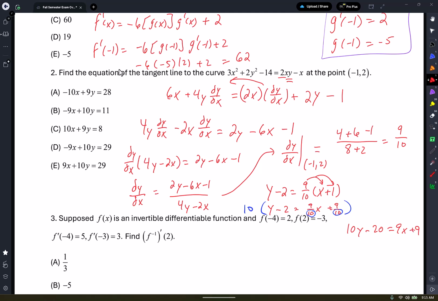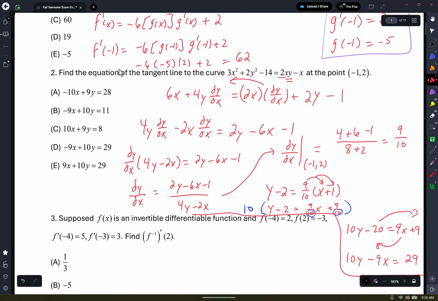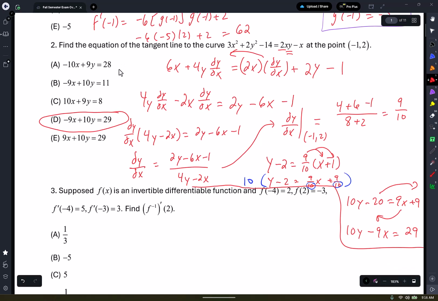And then last, move the 20 to the right. So you're going to add 20 and move the 9x to the left. So here we go. I'm going to write the 10y first because that's positive. 10y minus 9x equals 29. And I look for that. And the answer is D. Maybe I could have left more room for you guys, but it didn't take up too much more. If you wrote small, you could fit it all in there.